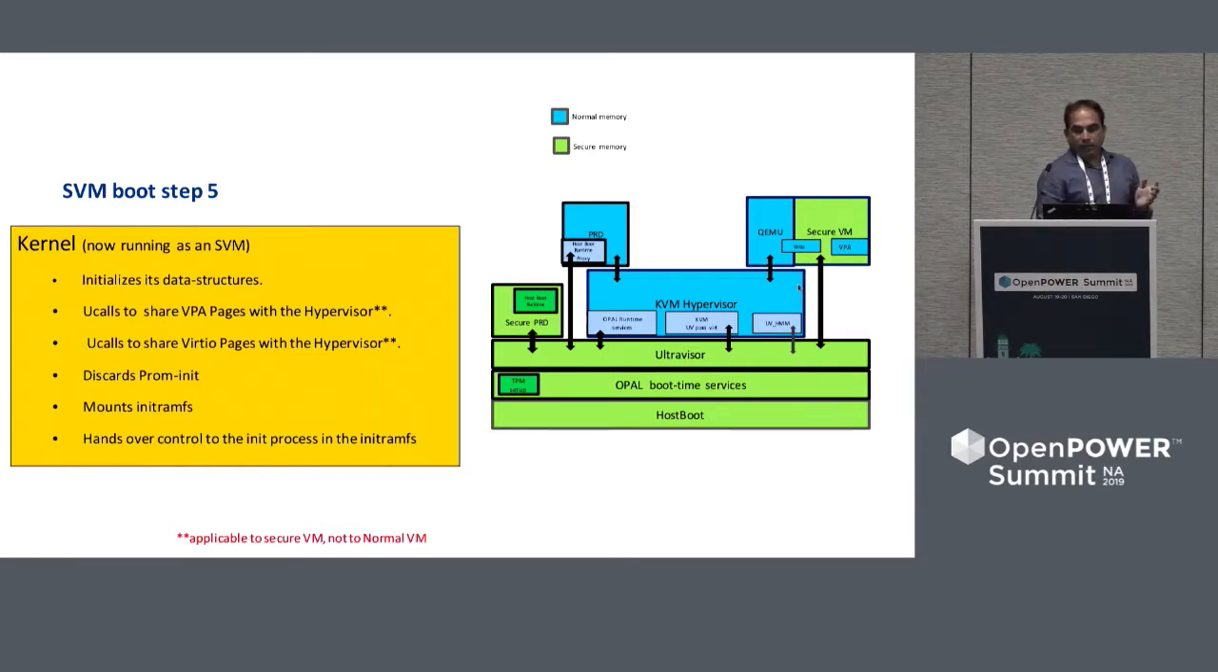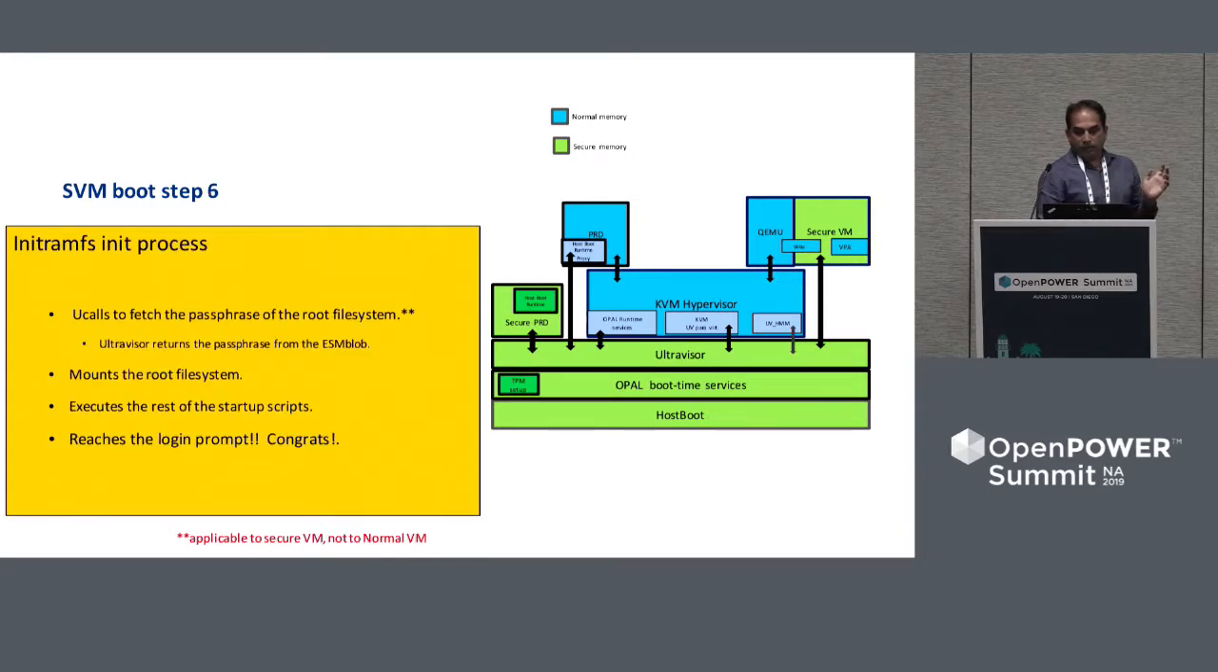So having done that, we have reached a stage where the pages are shared, everything looks good, and now it's a matter of mounting the root file system. The init ramfs gets control, and as I told you earlier, the SVM build tools have put some scripts inside the init ramfs. Those scripts start executing, and one of the first things it does is it makes an ultra call to the ultravisor and asks the ultravisor for the secrets that are there in the ESM. It takes that secret, and one of the secrets is the passphrase of the root file system. So using that root file system passphrase, it is able to mount the root file system.